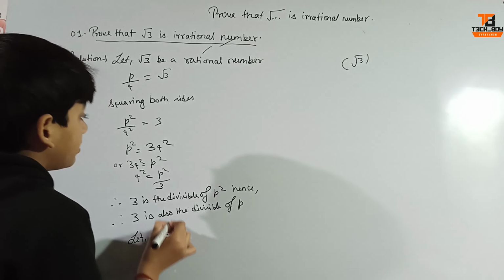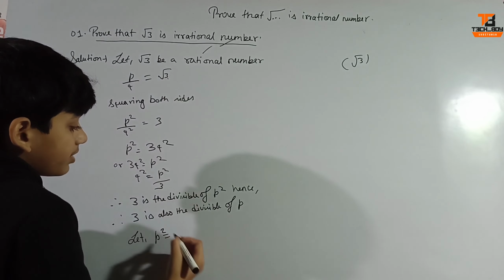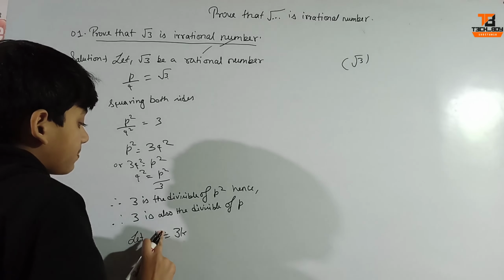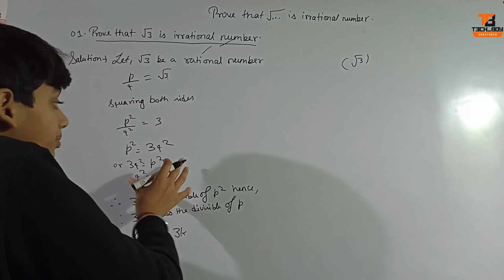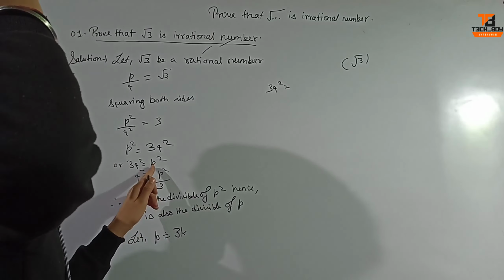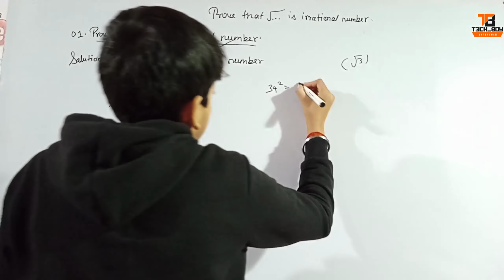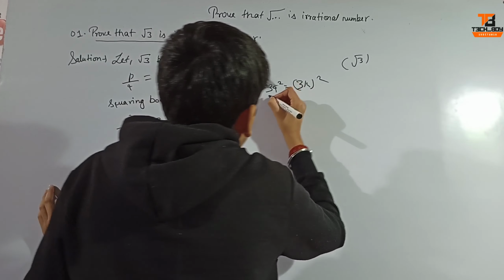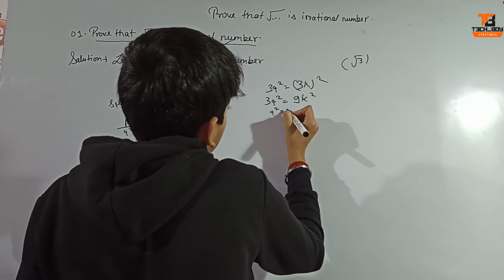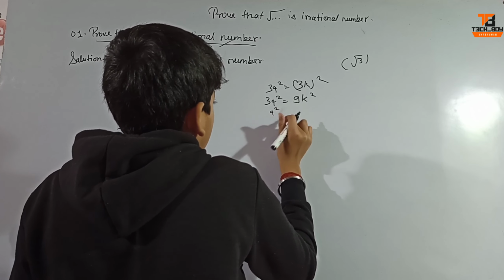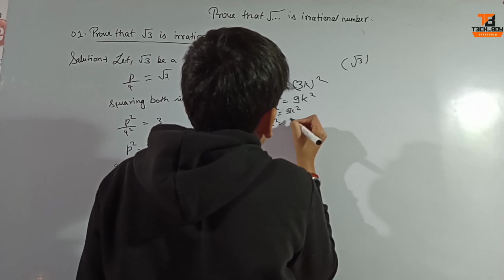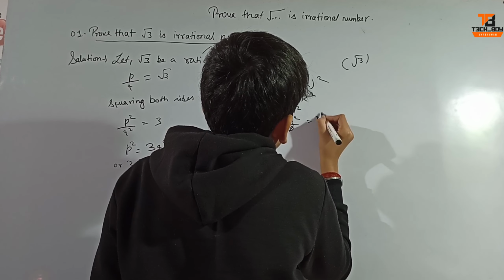Now let p be equal to 3k, where k is any constant. Now putting it here, 3q square is equal to, in the place of p we write 3k, so 3k whole square. Now 3q square is equal to 9k square. Then k square is equal to 3q square upon 9, that is, 1 upon 3 q square upon 3.